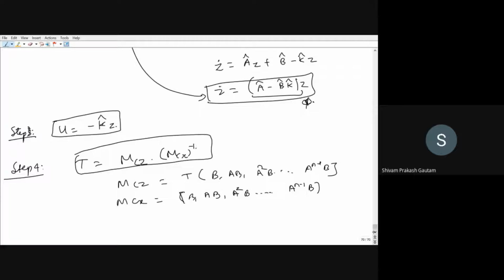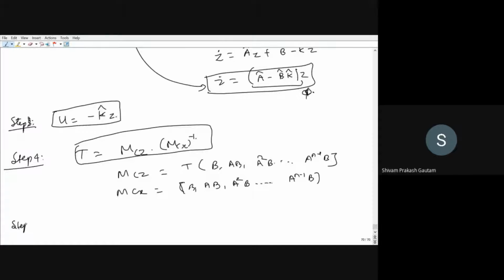and step number 5 is you will find the original feedback variables by using k is equal to k cap into T. This k is your original feedback. K cap you will be getting from step 3, and T you will be getting from step number 4. So that will be your feedback for the original system.